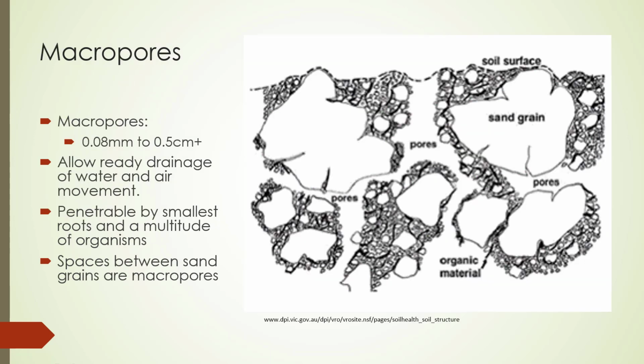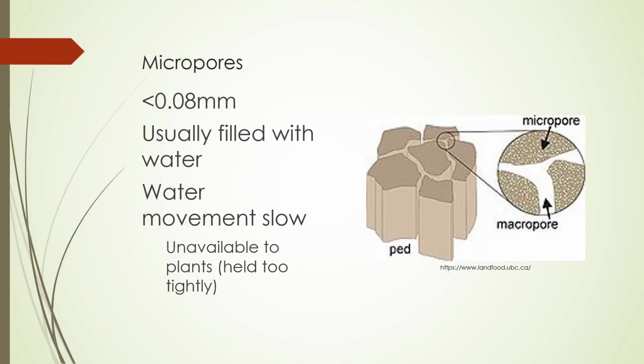Macropores are quite large. They allow ready drainage of water and air movement. These can have small roots and different organisms in them, and these are often the spaces between sand grains. Micropores are really small and usually filled with water, and the water movement is very slow, and this is where the unavailable water is held because it's held too tightly.